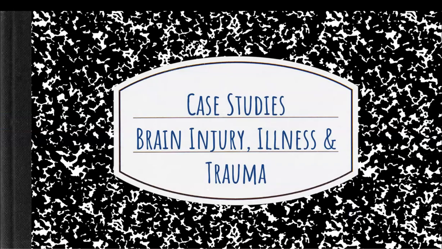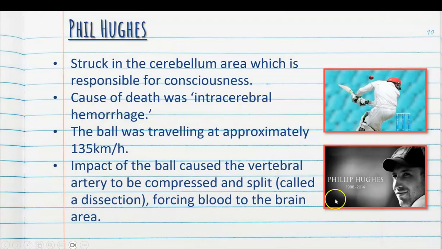So now we're going to look at some case studies of significant brain injuries, illnesses, and traumas, which have really revealed a lot about what we do know now about the brain and localization, as well as neuroplasticity, which is the brain's ability to make new connections and recover after illness and injury in some cases. So starting with the tragic death of Phil Hughes.